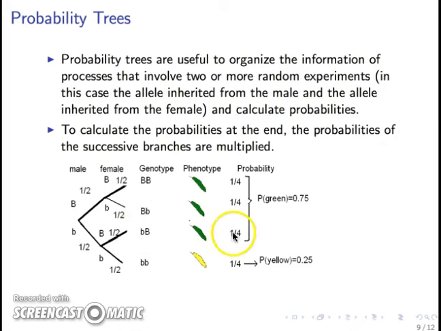and the same for this event. Okay, so the probability of having a green would be the addition of these 4 probabilities: 1/4 plus 1/4 plus 1/4 plus 1/4. That would be 0.75, or 3/4, and the probability of having a yellow would be 1/4.